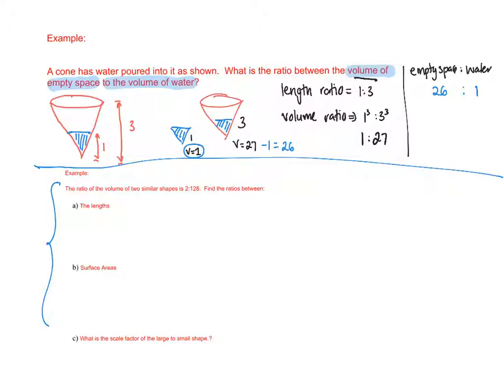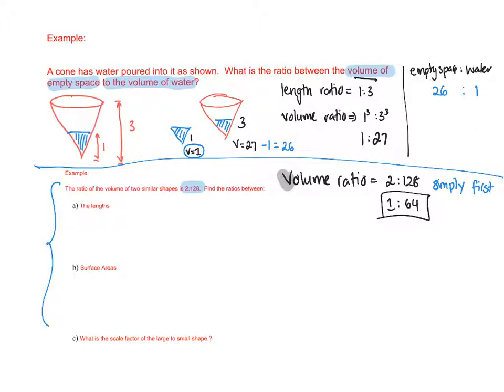So there's an example. This next question says the ratio of the volumes of two similar shapes is 2 to 128. Find the length ratio. So first of all, you've been given a volume ratio. They're saying volume ratio is 2 to 128. We should still simplify this first. Before we do anything, we should simplify it, because that's not in its simplest form, is it? Because 2 goes into 2 once and 2 goes into 128 64 times, yeah? So we've got to simplify it.